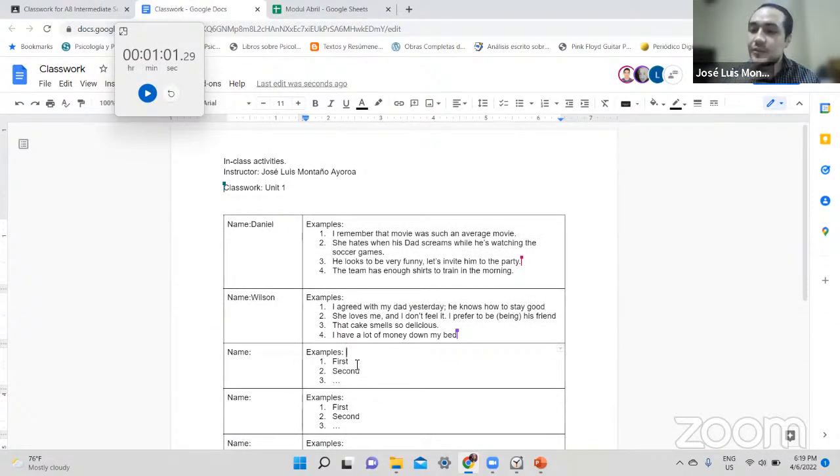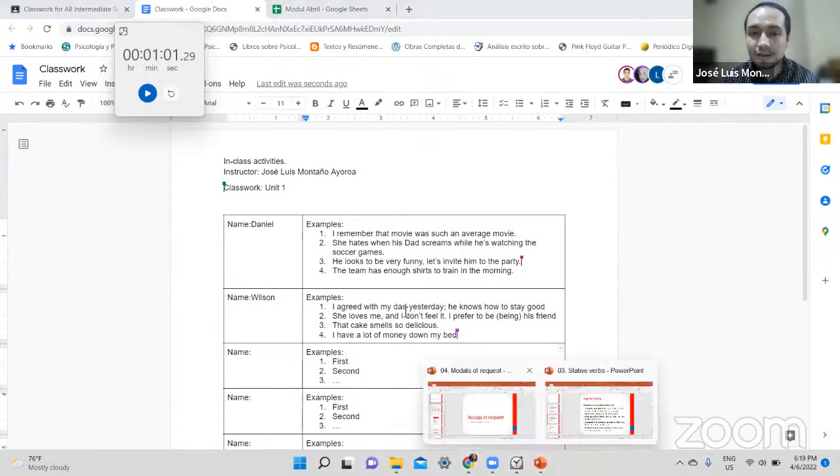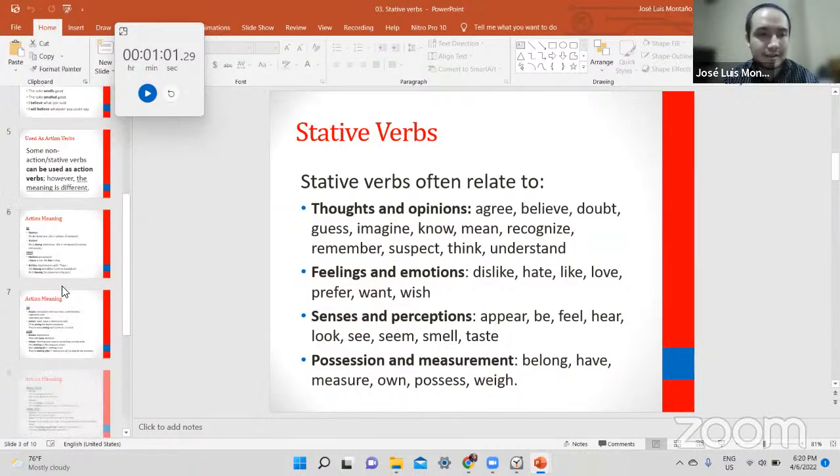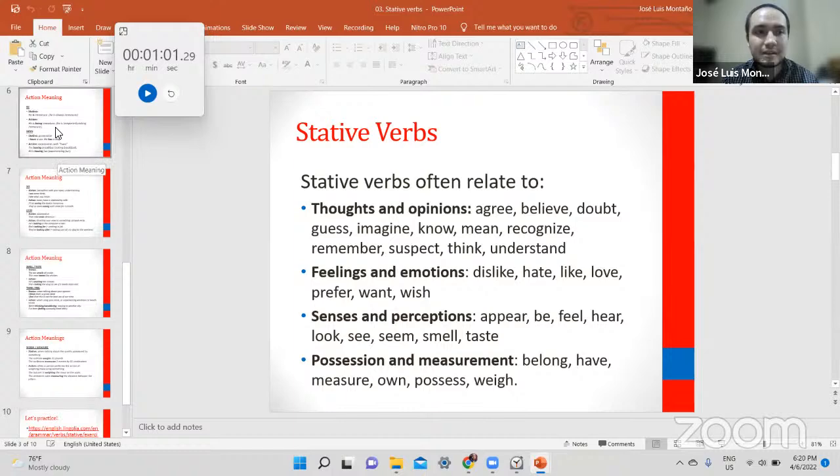But for the second part, you can write again one example for category, Larissa. And the ones we have are thoughts and opinions, feelings and emotions, senses and perceptions, possession and measurement. You can do it afterwards, or you can do it for the next class if you want. Now we're going to go to the next part, and it's finishing the lesson.